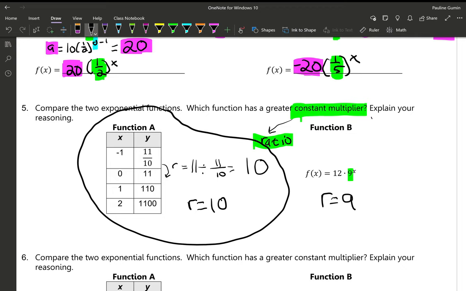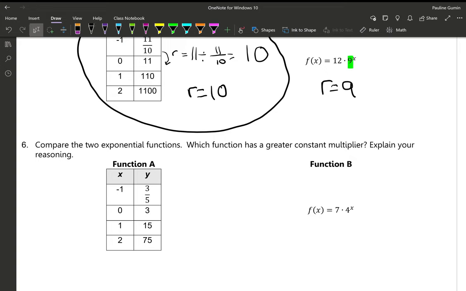When I say here, explain your reasoning, I want to see your math. I want to see that you did the division. That explains it to me. You don't necessarily need a sentence, but your work is the same as a sentence, right? You're writing r equals 11 divided by 11 over 10. That's you telling me that r equals 10 and quite obviously 10 is larger than 9. That's why you pick function A.